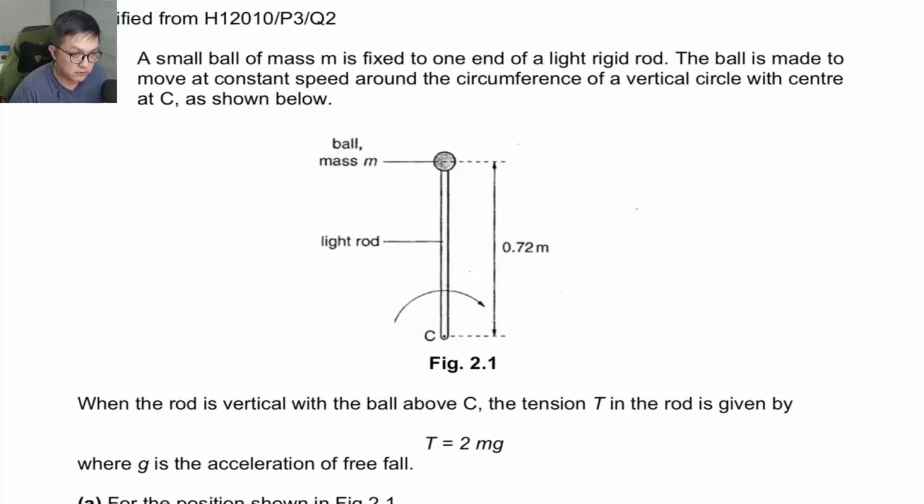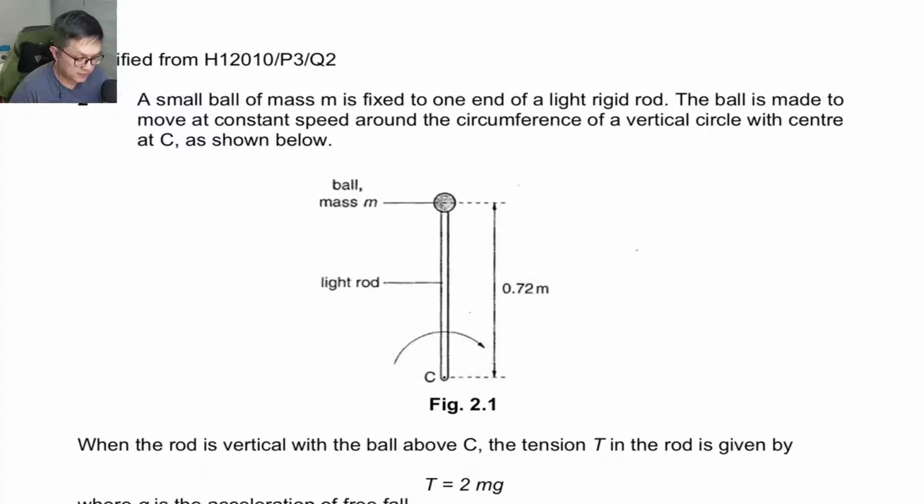Next, you have this one over here. A small ball of mass m fixed to an end of a light rigid rod. The ball is made to move at constant speed. Here there's a leap of faith that you have to do. You need to understand that when the ball is going round, there's no change in the speed of the ball.